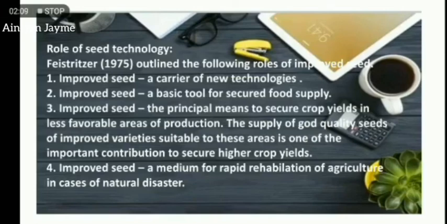In case of floods and drought-affected areas, the government will provide the improved seeds from national seed stocks to rehabilitate the agricultural production of food grains in the country. The major role of seed technology is to increase agricultural production through the spread of good quality seed of high-yielding varieties.